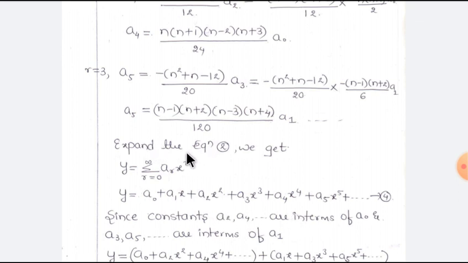Expand the equation, it is equation 2, y is equal to summation a_r into x to the power r, where r starts from 0 to infinity. So r is in terms of summation, write the series combination: r is equal to 0, 1, 2, 3 and so on up to infinity. If r is equal to 0, the first value is a naught into x to the power 0, x to the power 0 is 1, so the first value is a naught. If r is equal to 1, plus a1 into x to the power 1, which is x. R is equal to 2, a2 into x to the power 2, and similarly. Call it equation 4.